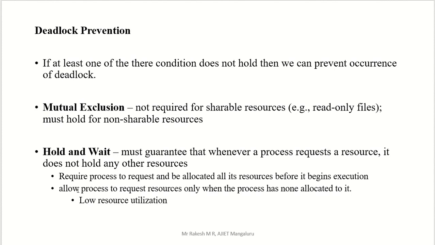We have two things here: require a process to request and be allocated all its resources before it begins execution. One of the methods is, consider P1 is holding one resource, that is R1, and waiting for another resource, that is R2. That means P1 needs both R1 and R2 for completion.